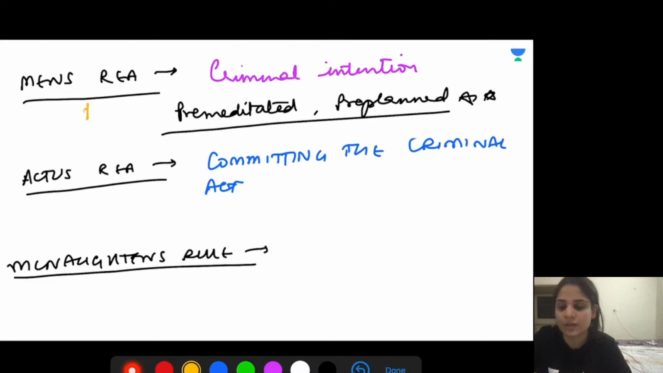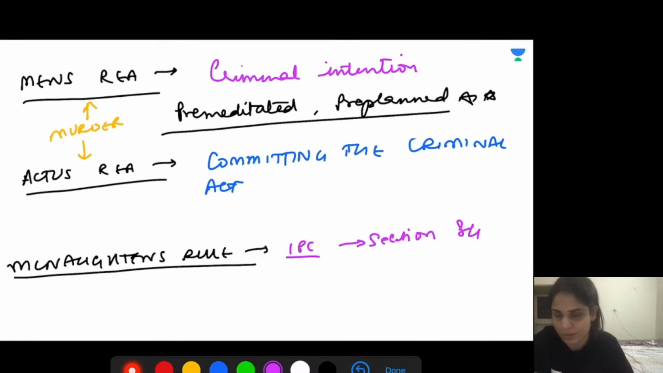Okay, alright. Next we have McNaughton's rule. So what is McNaughton's rule? First of all, you should know which IPC section is McNaughton's rule. So McNaughton's rule belongs to section 84 of the IPC. Okay, so what do we say in McNaughton's rule? So we say that if an insane person is performing a criminal act, then he cannot be held responsible for it. Okay, of course there is also an exception to the rule. We'll come to that also.